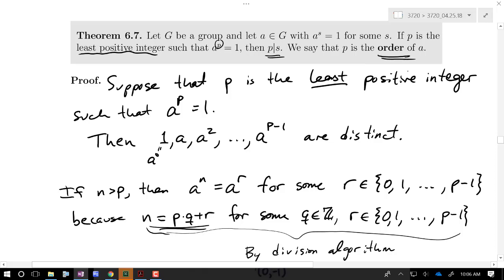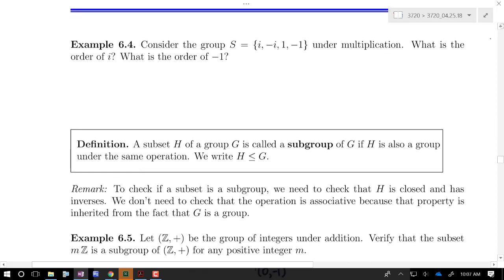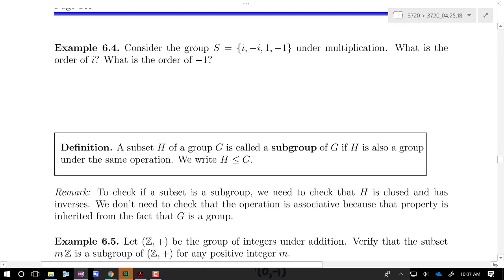So now we have these two concepts of the order in a group. The order of a group itself is just the number of elements, and the order of an element is the least power that I could raise it to get the identity element. So let's look at a specific example, back to this group with 4 elements. It's a group under multiplication. I think we even filled out the multiplication table for these elements.